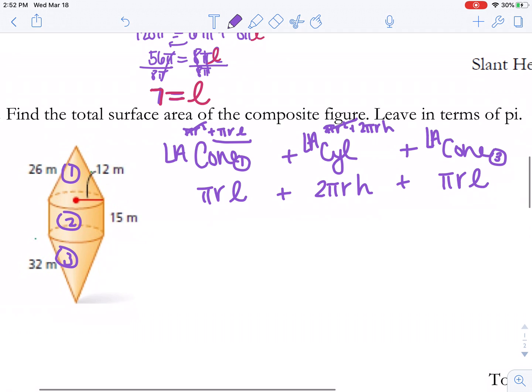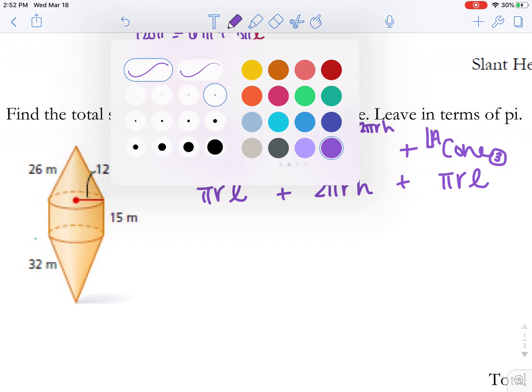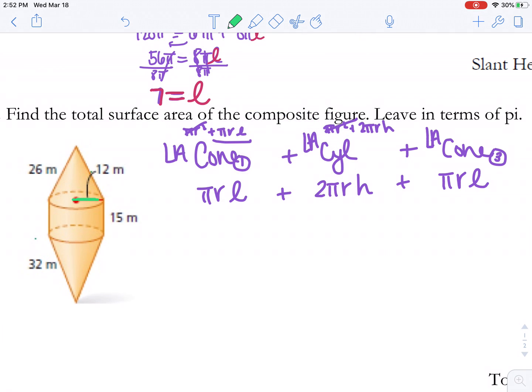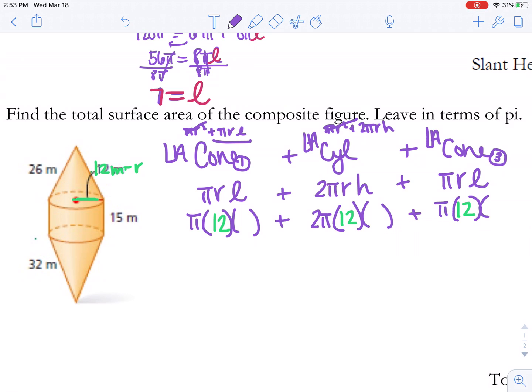Okay, so now that we have our plan down, we know what we're looking for. Now we have to go back into the diagram and find all of the dimensions. Since all the bases of all three of these shapes are the same, they're all going to have the same radius, which is this 12 meters. So wherever we see the r, it's going to be 12. So I'm going to have a 12 here for our radius, here, and here. So I'm just going to go ahead and start putting in my parentheses so I know what I need to find. 2 pi r h plus pi r l.